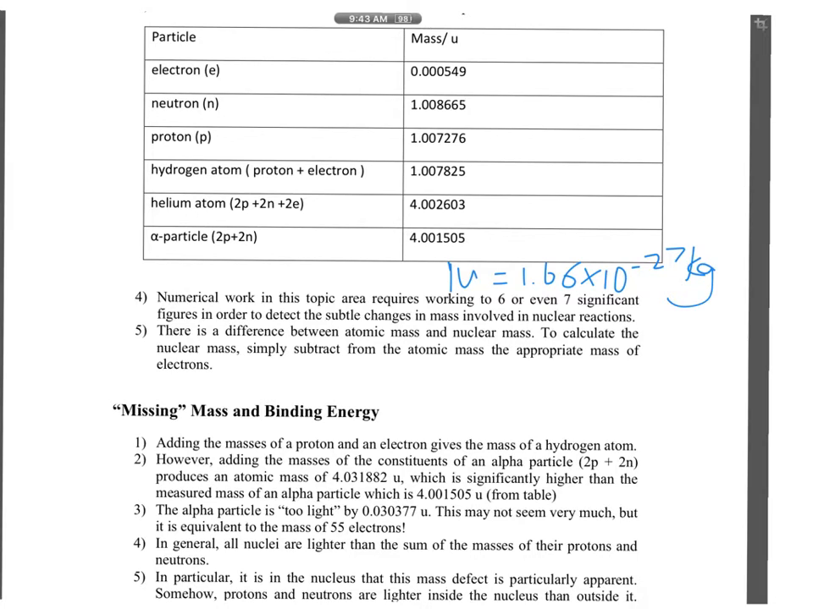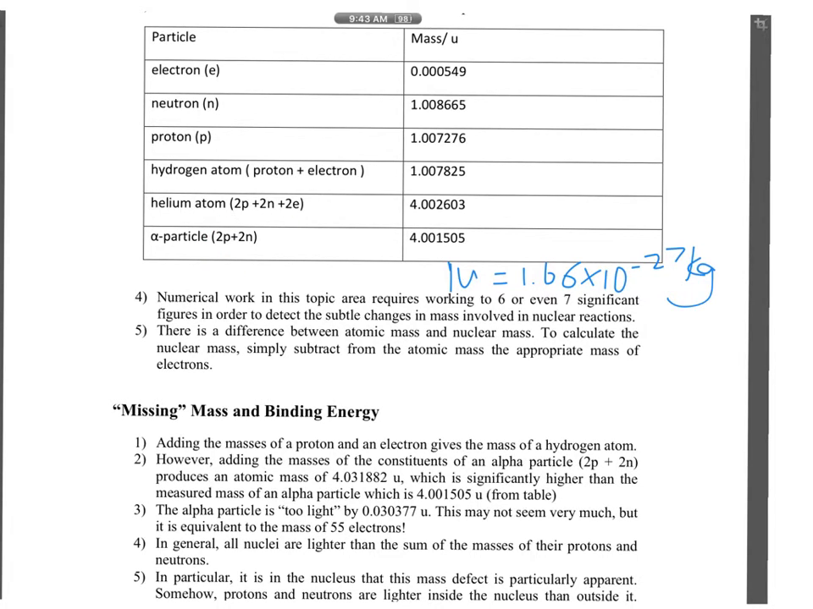Anyway, let's talk about missing mass and binding energy now. Let's give an example, an alpha particle. You know an alpha particle is made out of what? How many protons, how many neutrons? 2 protons and 2 neutrons, right?